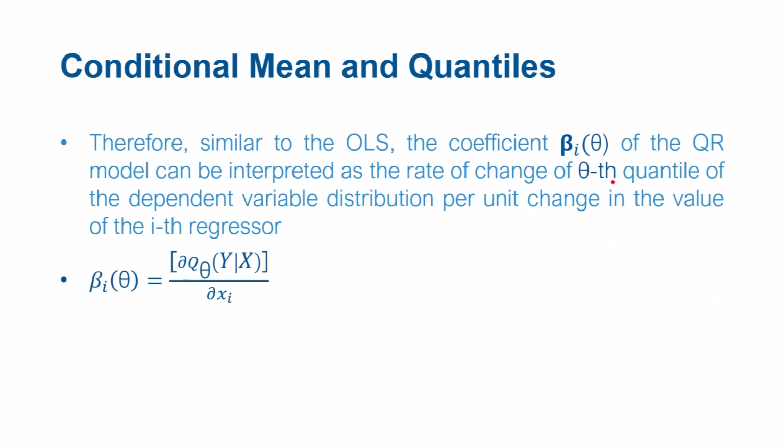That rate of change interpretation is retained, similar to regression, only that now it is quantile specific as well. Earlier it was the same across the entire distribution because it was representing the mean, but now because it is representing a particular quantile specific coefficient, it is for the thetath quantile, but that rate of change still remains.